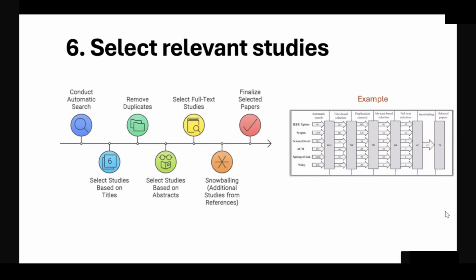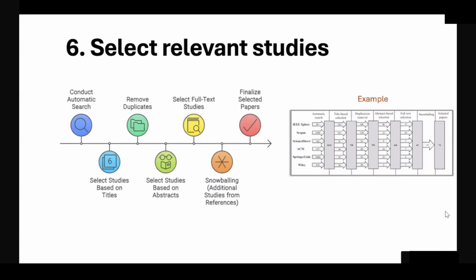So the steps are, for example, you run an automatic search that returns papers, then you select studies based on titles, because it's easy to read the title of a paper. Then you remove duplicates. What I mean by duplicates is that if you are running the search string on multiple databases, as you can see in this example that I ran the search string on 6 different databases like IEEE Xplore, Scopus, Science Direct, and so on. Once you do that, you remove the duplicates.